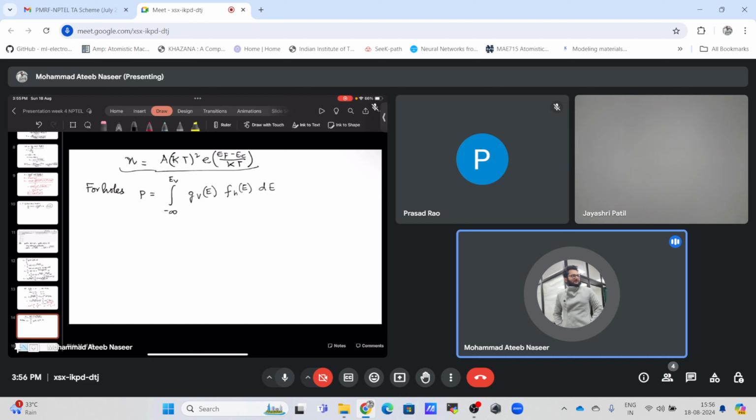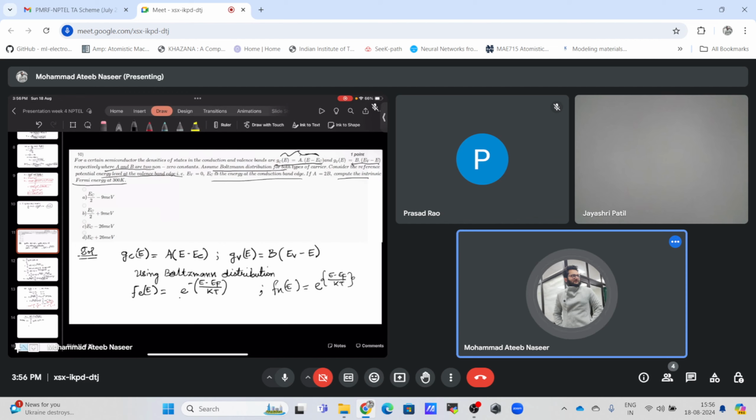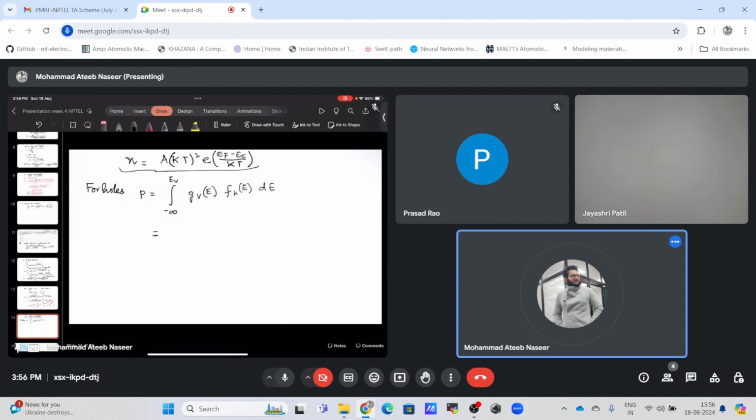So this GV is simply equal to B times EV minus E. It is from minus infinity to EV, B times EV minus E, and this F of E is simply the probability of occupation of a hole, which is exponential of E minus EF by KT, dE.